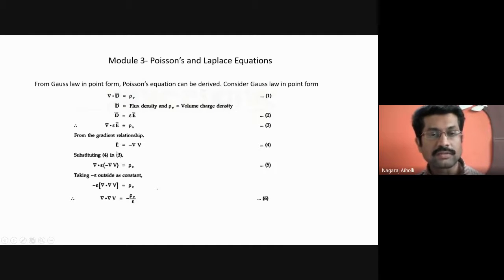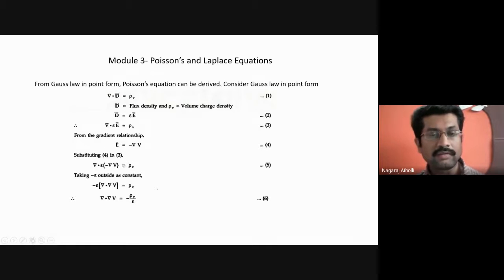Now substitute this equation 4 in equation 3. Substitute this equation for E bar in equation 3. What will we get? Del dot epsilon of, instead of E, I will substitute minus del V, that is equal to rho V.